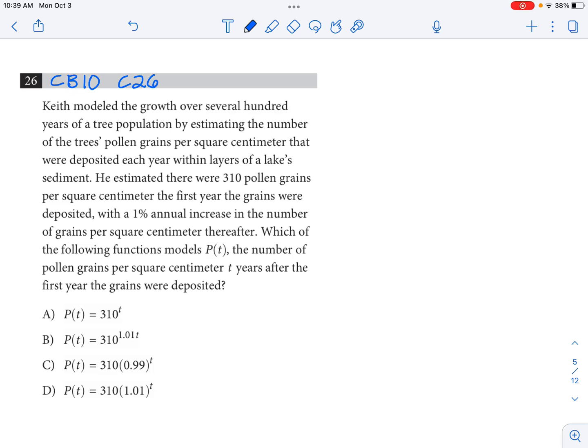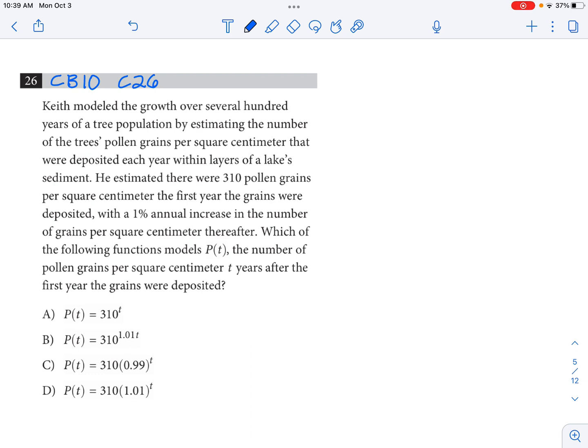College Board 10, calculator allowed, number 26. In this scenario, we have Keith, who's modeling the growth over several hundred years of a tree population by estimating the number of trees' pollen grains per square centimeter that were deposited each year within layers of a lake's sediment. All right, that's a big mouthful there. Turns out that the important stuff doesn't happen until this next sentence.